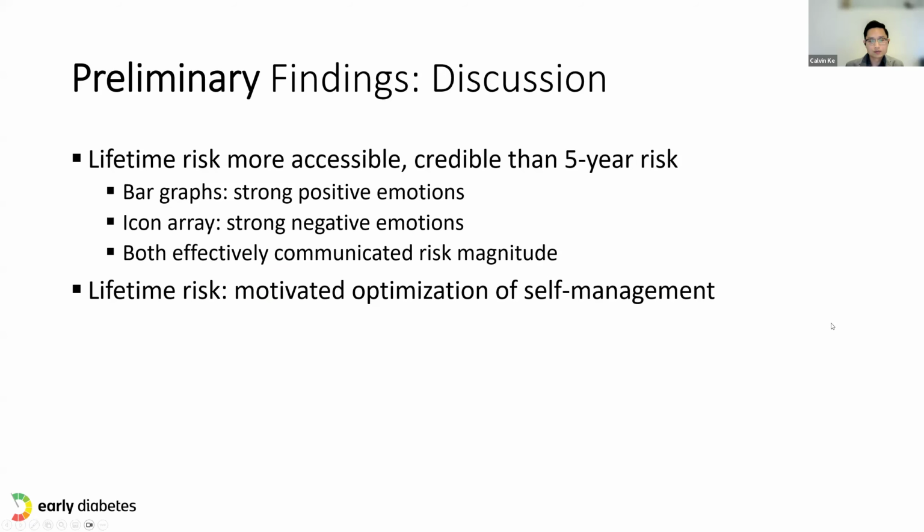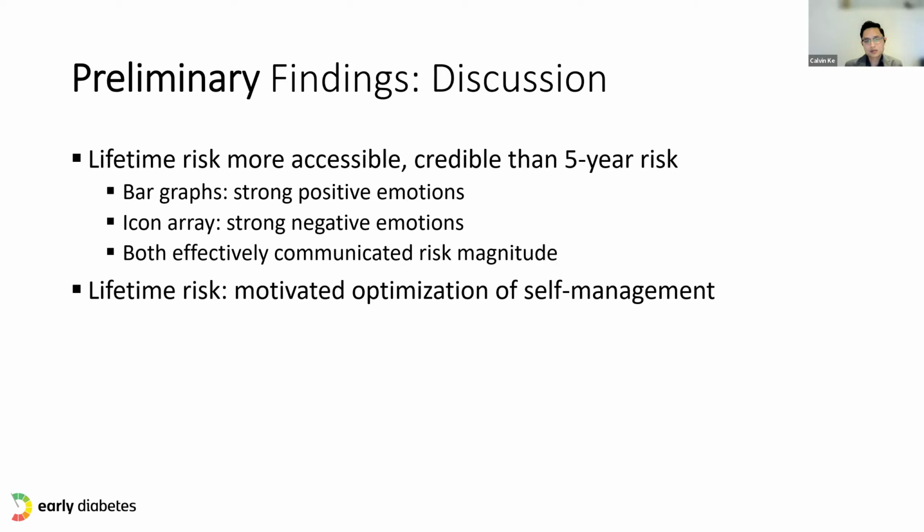So lifetime risk may be really useful if we're talking about structured assessment and presenting these estimates, especially among young adults. They do elicit a mix of different emotions, but they do effectively communicate the magnitude of that risk. And there does seem to be an effect on motivating people's self-management. Obviously, these are not their risks that we measured in this study. They were hypothetical risks, and they said that they would be motivated, but whether or not that would actually lead to improvements in risk factor management has yet to be seen.